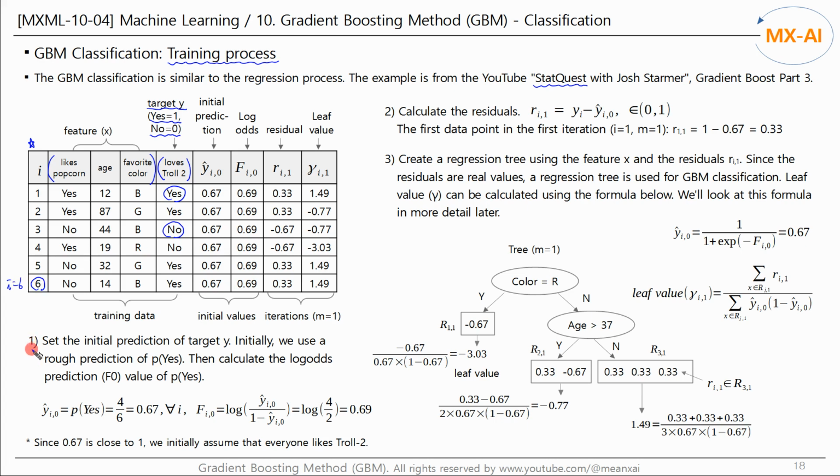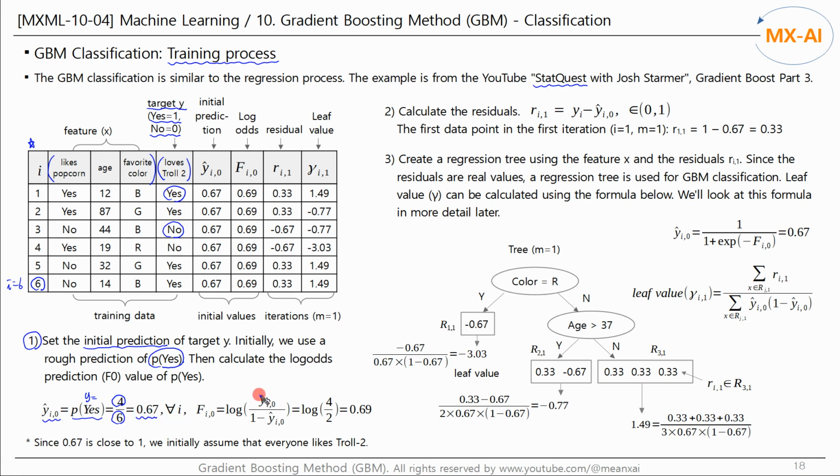Step 1 makes an initial prediction. Initially, we use the probability that the target class is yes as an initial estimate. Let y hat be the probability that the target class Y is yes. 4 out of 6 target classes are yes. So the y hat is 0.67.